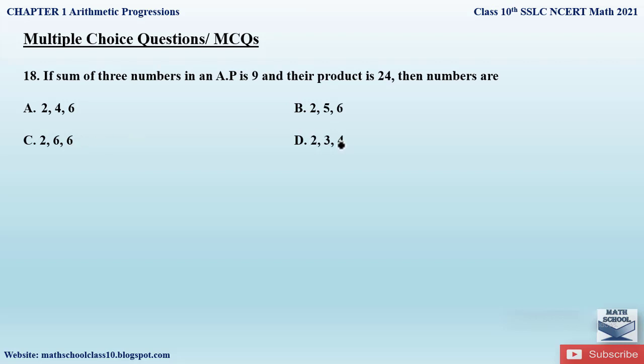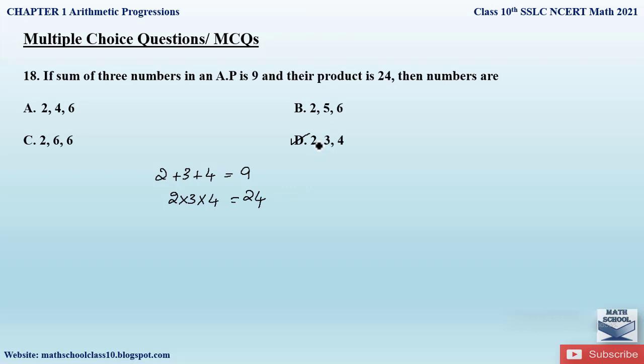Coming to the last option, 2 plus 3 is 5, 5 plus 4 is equal to 9. And again, when you take the product of these three numbers, that is 3 into 2 is 6, 6 into 4 is 24. So our correct option is option D, because 2 plus 3 plus 4 is equal to 9 and the product 2 into 3 into 4 is equal to 24, right? By using the options itself, you can find out the correct answer for the question.